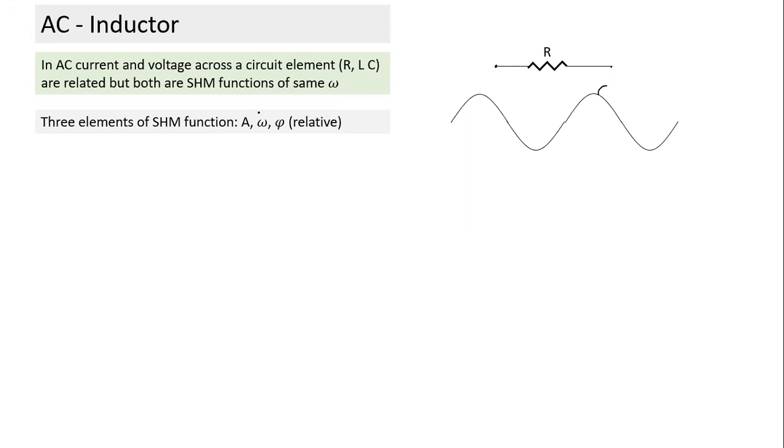But there's some difference also. That's what we need to understand here. Each is a sine function, and the omega of current will be the same as the omega of voltage. These two things are important.